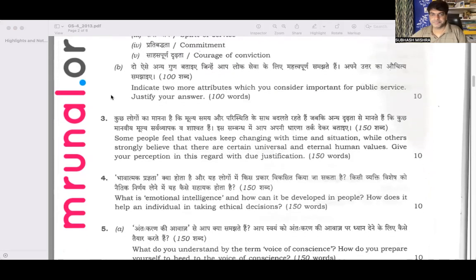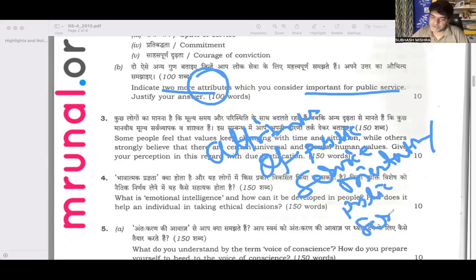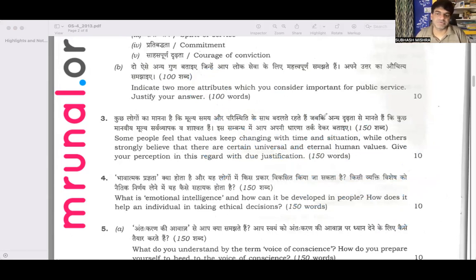Next. Have you written the previous one? Yes, bro. Okay. Indicate 2 more attributes which you consider important for public service. So, attributes of public service orientation. Attributes will be held by whom? Public servants. But attributes will be working for which thing? Public service orientation. So this should be your listicle of 10, 20, 15 words. You must have that. Okay, that is the word.